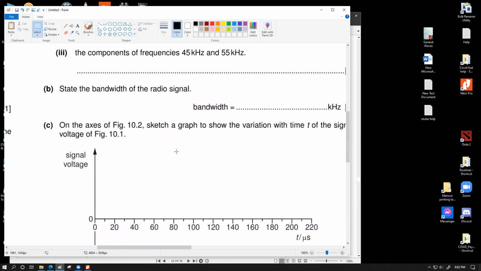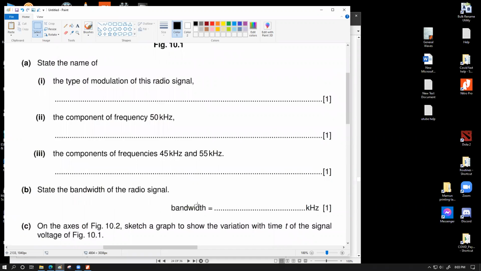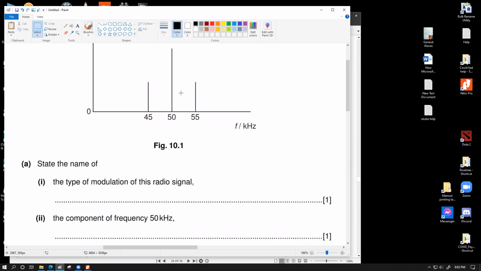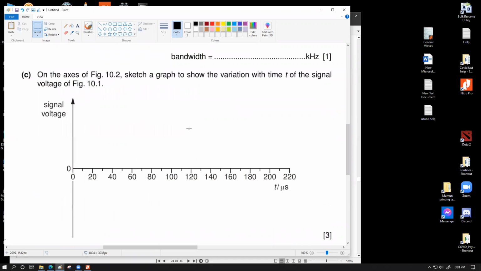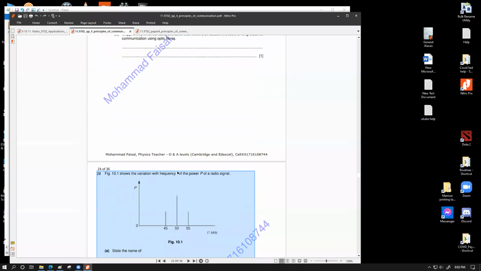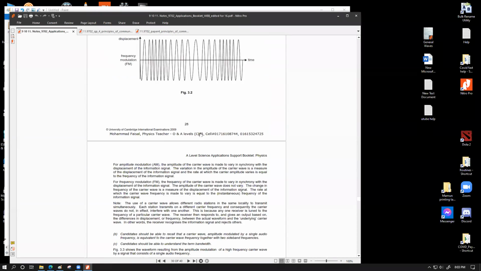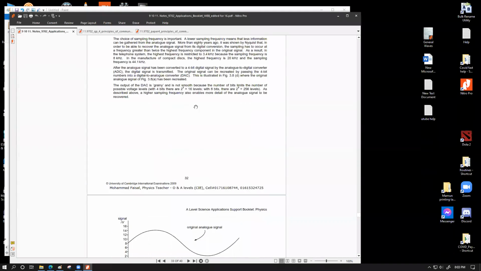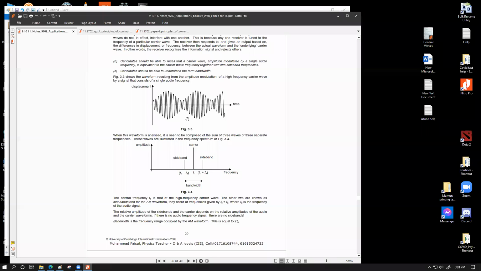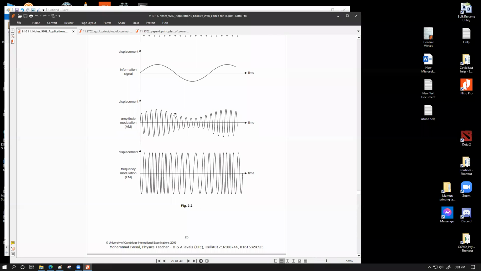And then comes this question. This is the part that I wanted to show you. On the axis of figure 10.2, sketch a graph to show the variation with time t of the signal voltage of figure 10.1. So this is the question that we are trying to solve right now. We have to represent the modulated signal, from which this was obtained, in this graph. So what are we trying to draw here? We are precisely trying to draw a graph that looks like this. We're going to try to draw this graph, but with the appropriate scale.